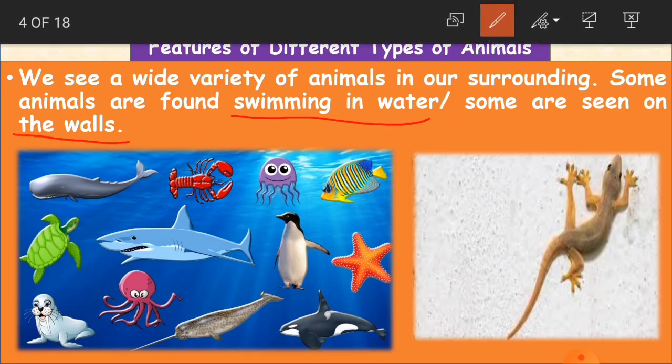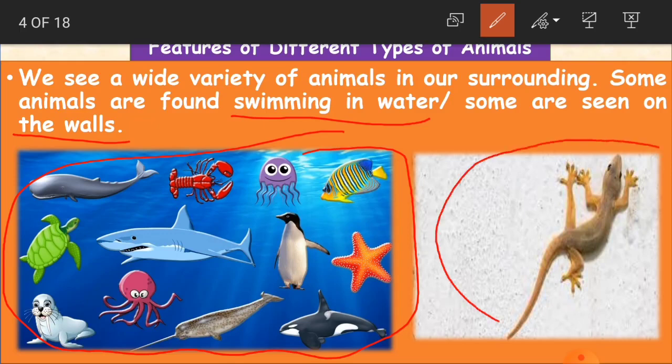So here in the picture, children, are you able to observe? Where are these animals? They are in the water. This blue area is the water here. These animals are called aquatic animals. The animals which live in water are called aquatic animals. And how are they able to live here? Through swimming in water. We can find them in water and they can also swim in water, and some are seen on the wall.